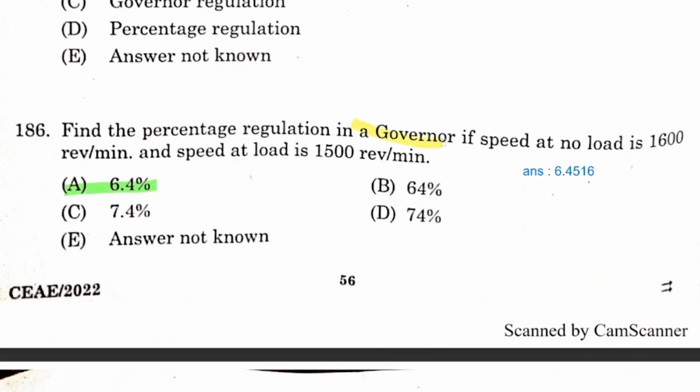Next, the percentage regulation. Percentage regulation of the governor speed at no load. At no load, speed is 16 rpm, and with load, it is 1600 rpm. So, after calculation, we will get 6.4516%.